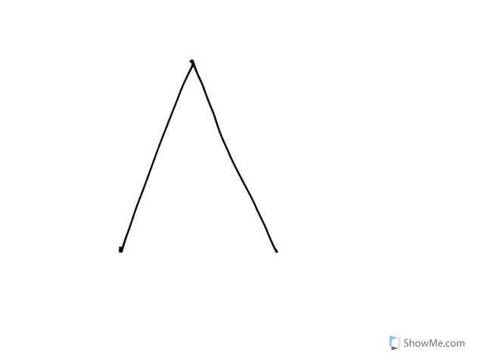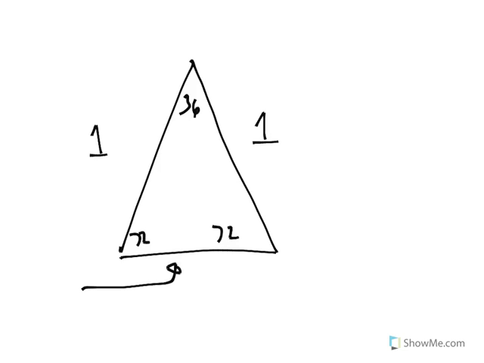An isosceles triangle whose angles are 36, 72, 72, and the sides are 1, there's a way to calculate the exact length of this base. And it works like this. We bisect this angle, so this becomes 36, and then 36 plus 72 is 108 away from 180, so that's 72. So I'll call this x.